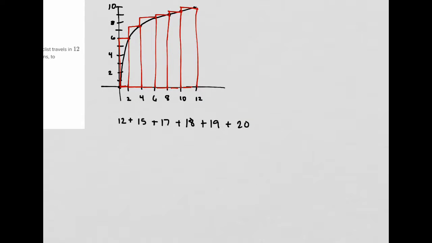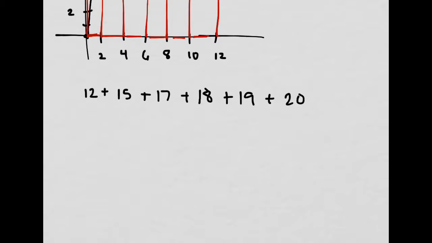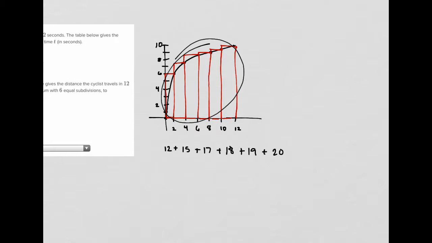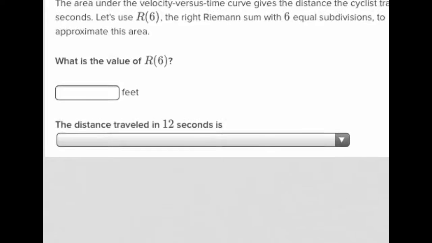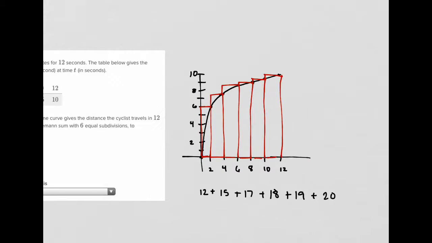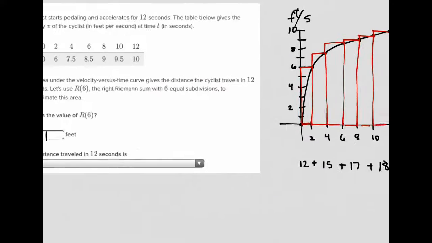I forgot to tell you to pause it, but those are all the areas. Maybe you should try and get those. And then I add them all up to get the total approximate area, which will be an overestimate. And that gives me, I hope I'm right, 101. And remember, because this was in feet per second, when you get the area underneath, it's just feet.